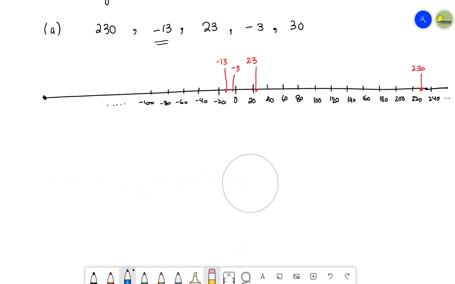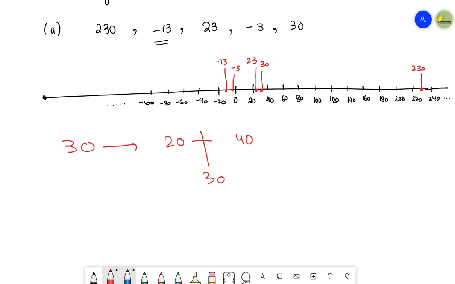Now, the last value is 30. Okay. 30 is a positive value. It will be in the range of 20 to 40. And we know that it will be at the very center of these two values. So go to your number line, find out where 20 and 40 are, make a dot at the very center of the two numbers, draw a line and mark your 30 over here. So in this way, you have drawn all the numbers that are given to you on the number line.